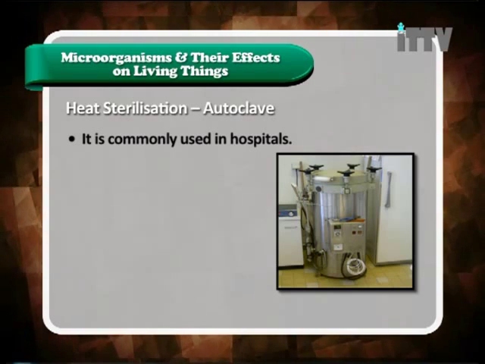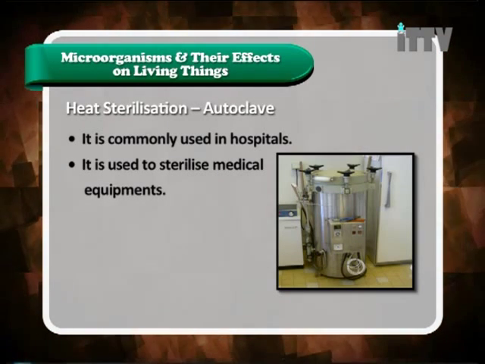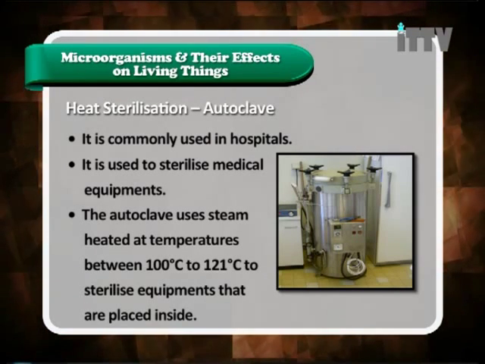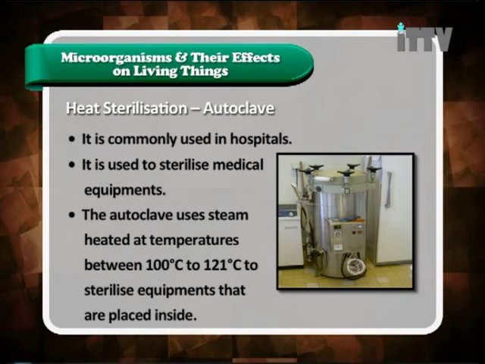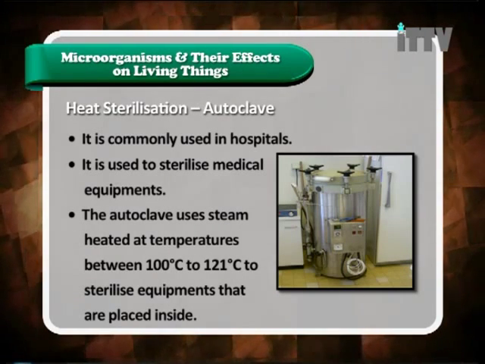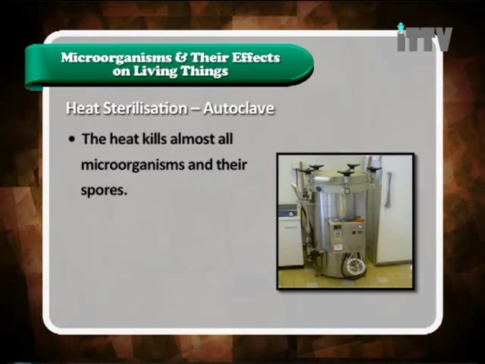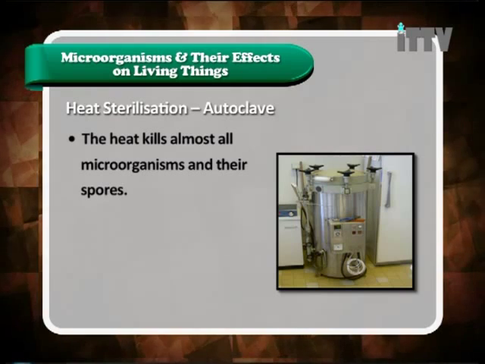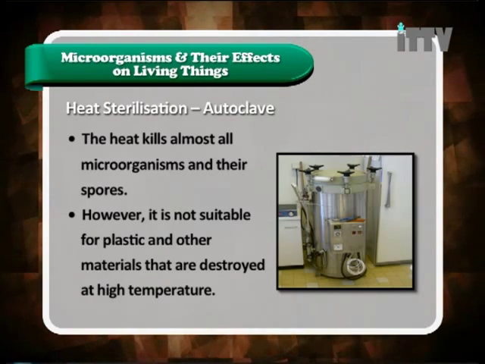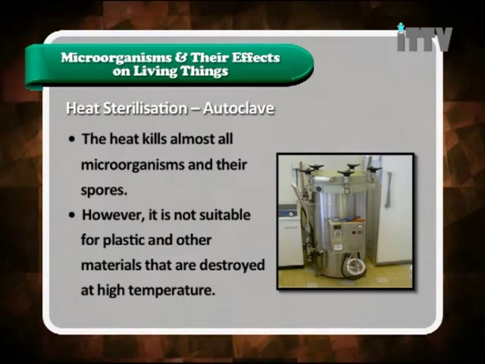Autoclave. It is commonly used in hospitals. It is used to sterilize medical equipments. The autoclave uses steam heated at temperature between 100 to 121 to sterilize equipments that are placed inside. The heat kills almost all microorganisms and their spores. However, it is not suitable for plastic and other materials that are destroyed at high temperature.